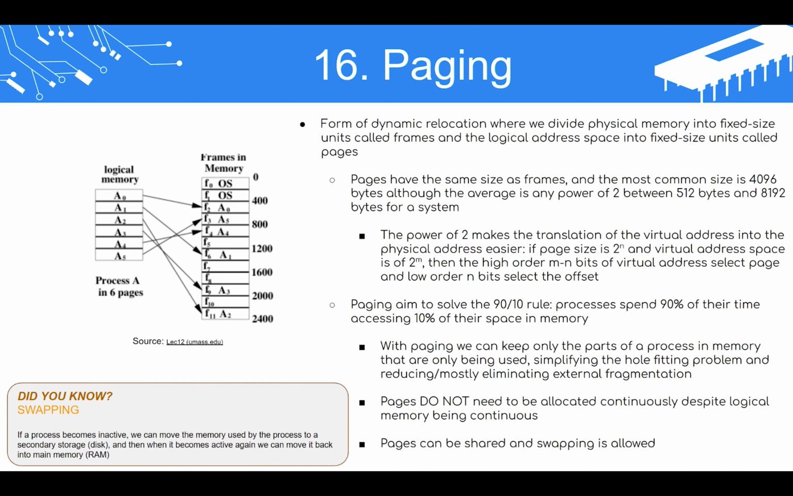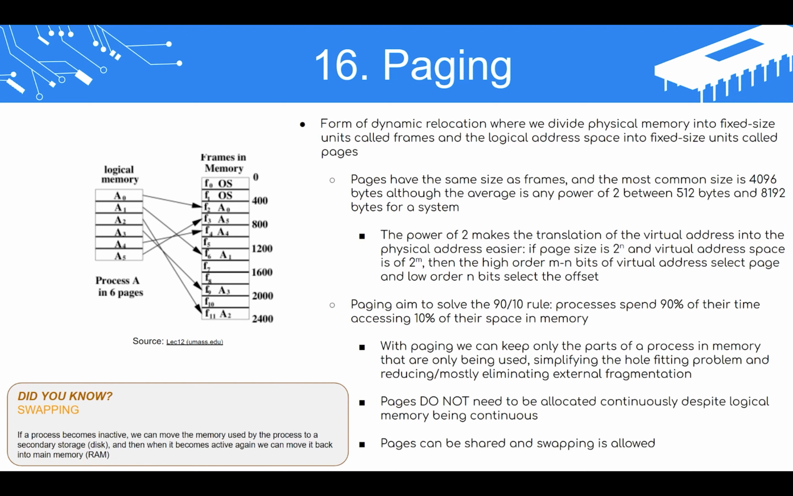So pages are important because they help to solve the 90-10 rule, which is where a process spends 90% of its time accessing only 10% of its memory. So paging will help us keep only the important parts of a process in memory that we need to use. Pages can be swapped, shared, and they do not need to be allocated continuously. So this helps eliminate the external fragmentation that we discussed earlier.